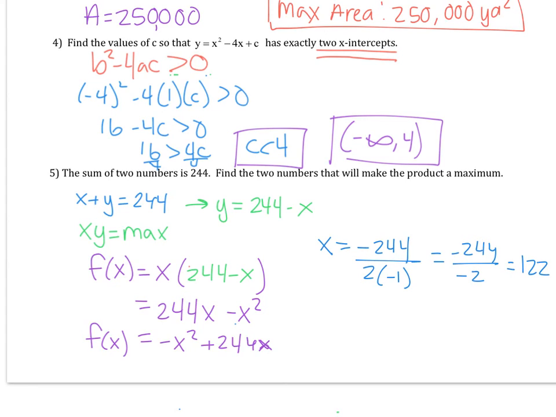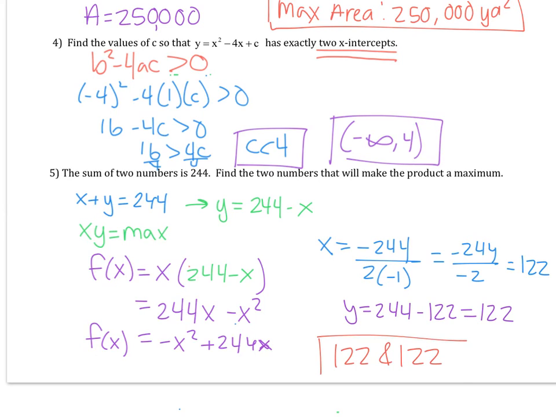And y, again, I have two choices where I could plug it in. I could go back to the function right here, or I could also go to this equation for y. Again, I think the original equation for y is a little bit easier. 244 minus 122 is also 122. So both x and y equaling 122 will make their product a maximum and their sum be 244.